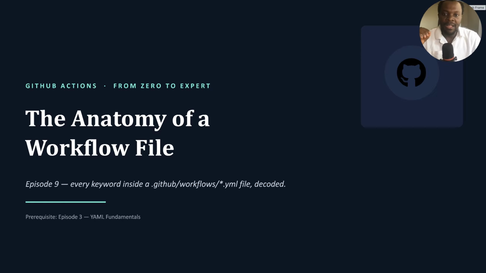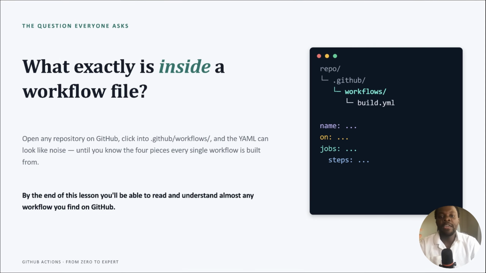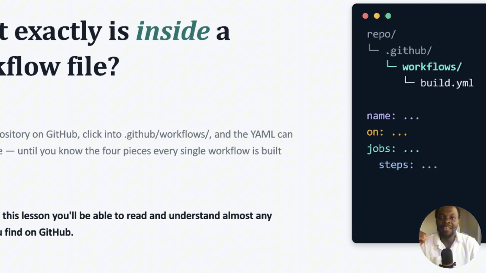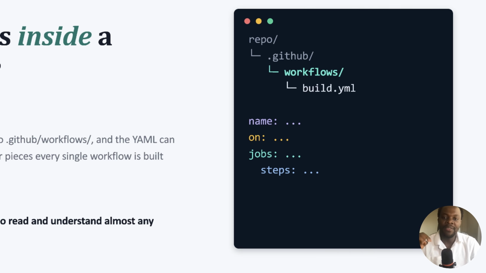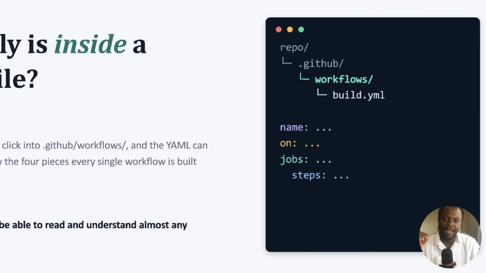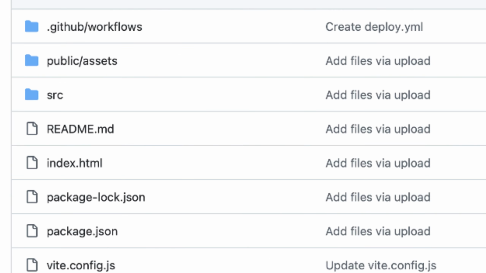Let's get started. A workflow is simply a YAML file that contains instructions telling GitHub what tasks to perform automatically. These workflow files are stored inside a special directory in your repository, the .github/workflows directory. Every workflow that you create must be placed inside this folder.